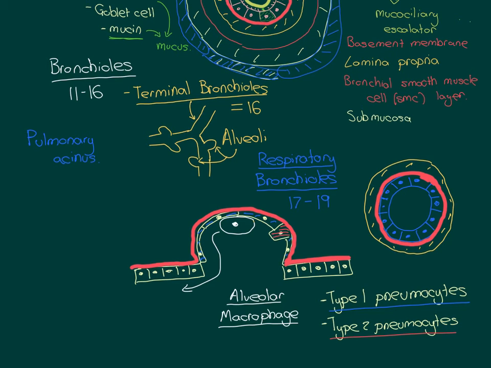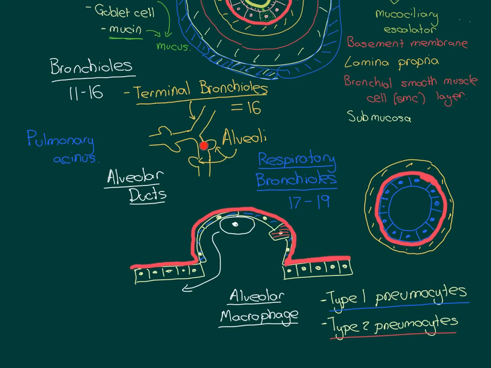So let's go further along. The next generation of airway, and this is the final generation of airway, are what are called the alveolar ducts. And these, you would no longer describe as airways with alveoli coming off them. Instead, you'd say that they are built from the alveoli themselves. So let's just extend this picture that I've got here.